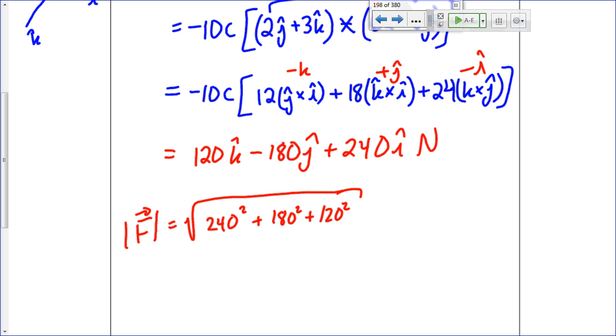The angle is a little more complicated than that because you have to find 3 angles. Just leave cosine alpha, cosine beta, cosine gamma, and then you basically use your magnitude divided by that. We're not going to do that though. But you could be asked just to find the magnitude of it. Mostly you're just going to express it in vector notation.